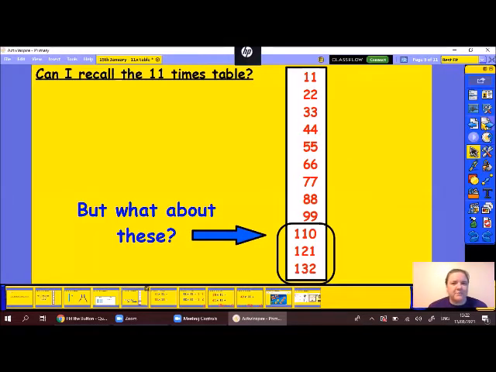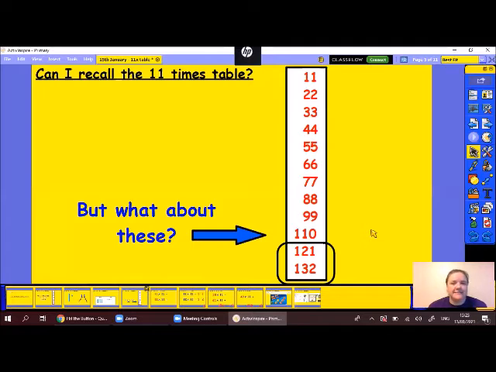But what about those bottom numbers? 10 times 11, 11 11s, and 12 11s. Well, actually there's a pattern for those as well. 10 times 11, you know how to multiply things by 10. We've done that several times in the last few weeks. So 10 times 11 is easy. So really, we're just looking at these two at the bottom. What is an easy way to remember these two numbers?